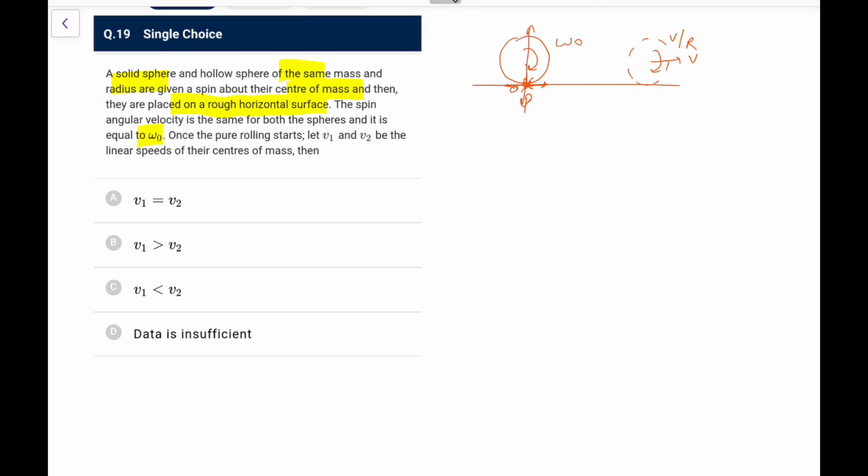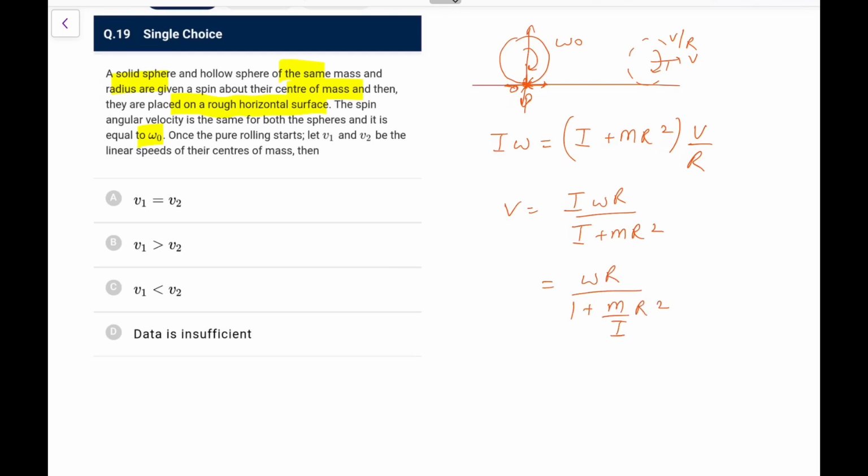So equating L, initially it is only I_CM omega, so it would be I omega, and finally it would be equal to I about CM plus mR square, because I_P into omega, generally we write it as v by R if you remember directly. Now this question will be done only when you have done such questions before. Okay, so v what we get is I omega R upon I plus mR square. So this is omega R, and I have 1 plus mR square by I. Okay, and I we write as mk square, so it is omega R upon 1 plus R square by k square.